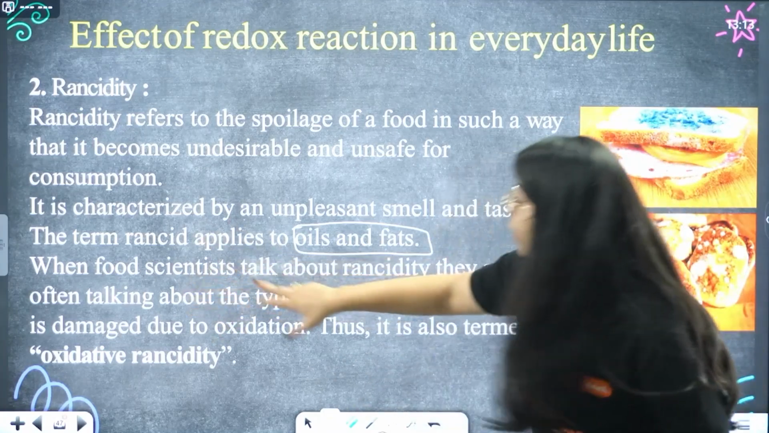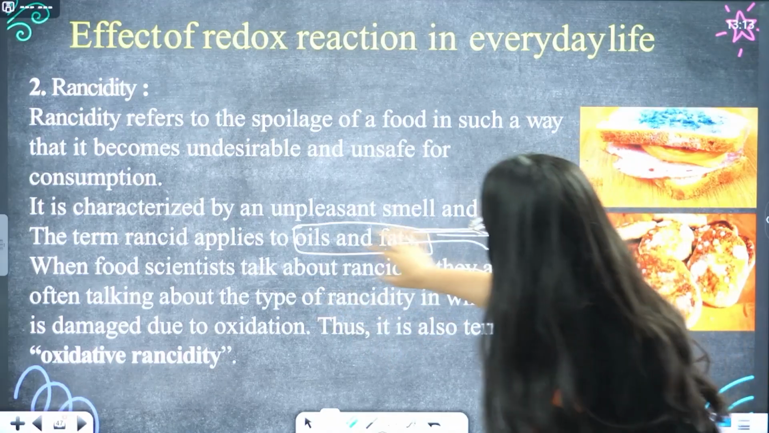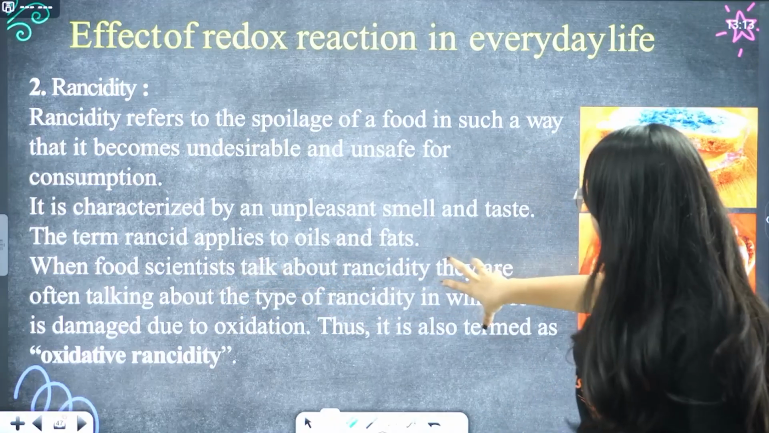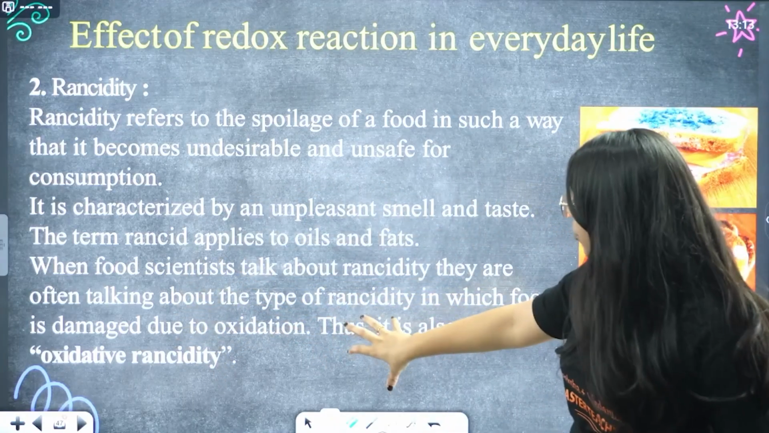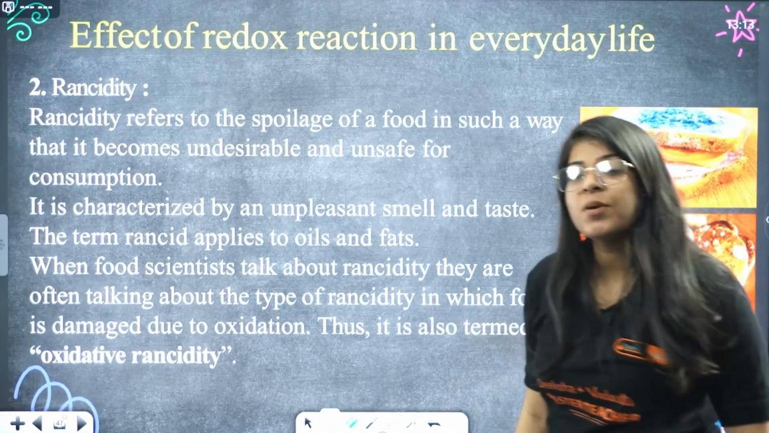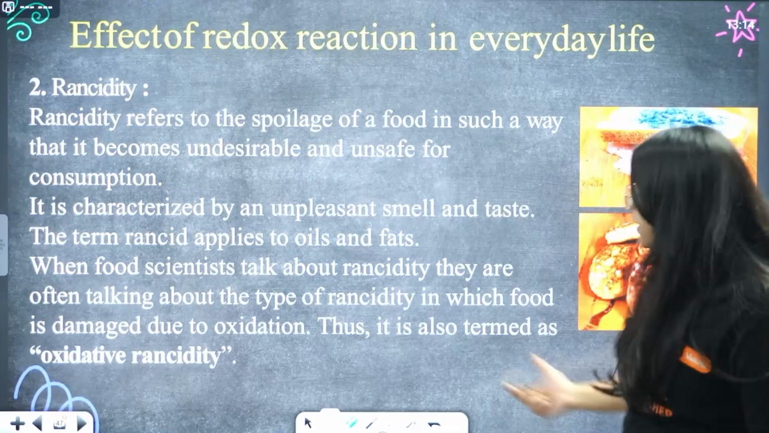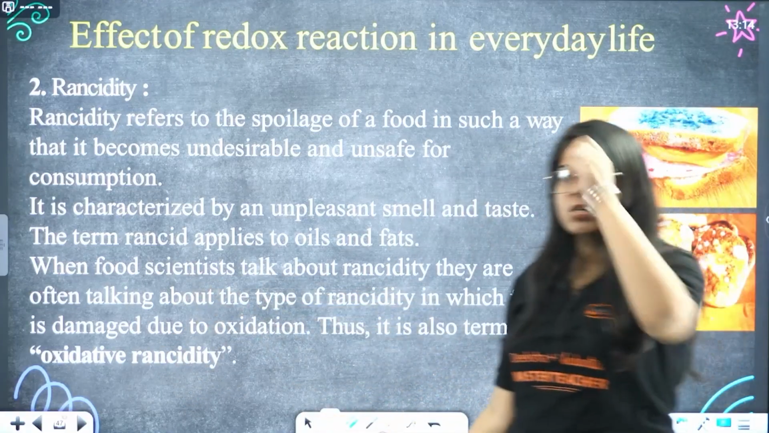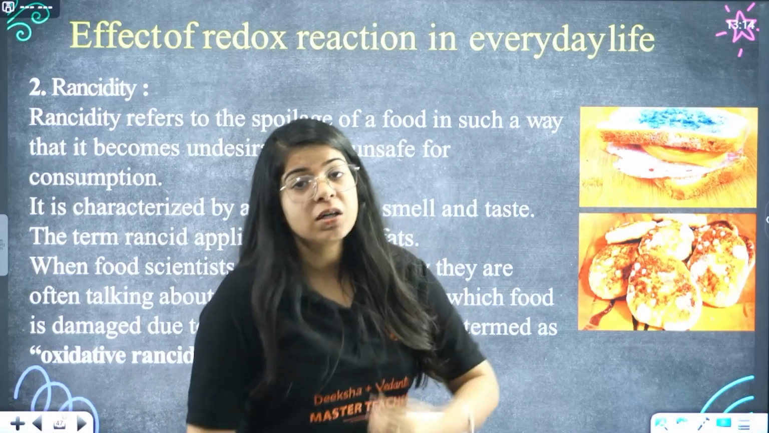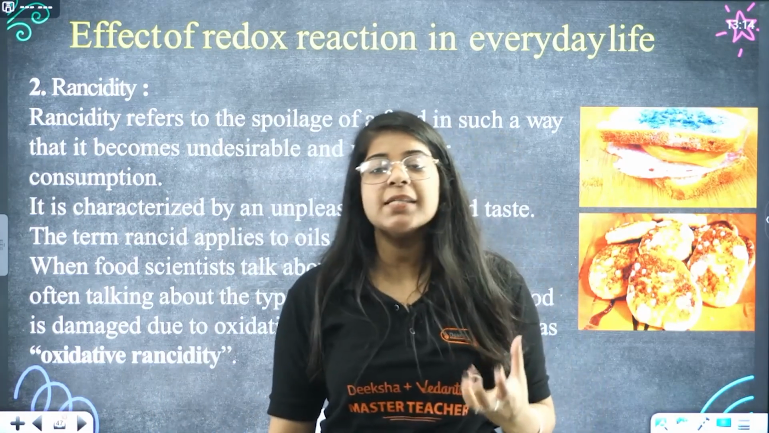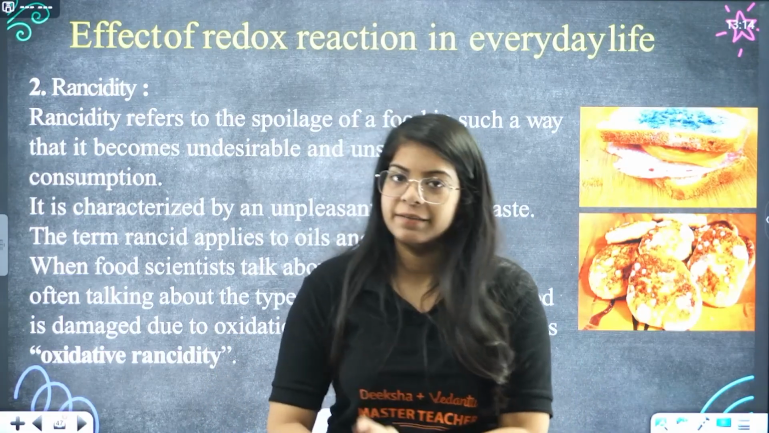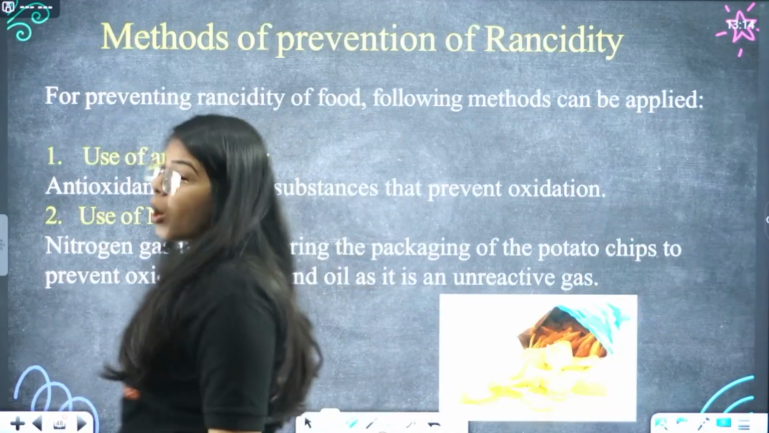When food scientists talk about rancidity, what have I written? Okay. Food scientists are often talking about the type of rancidity in which food is damaged due to oxidation. It is termed oxidative rancidity, because the oils and the fats in the food get oxidized, and that is what we call oxidative rancidity. That means the spoilage of food due to the oxidation of fats and oils in it. Done? Okay. Next, we have how to protect against rancidity.